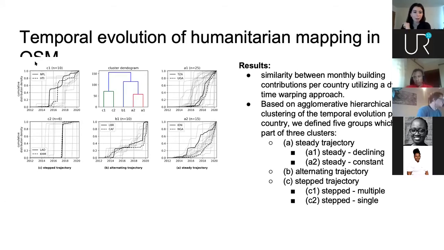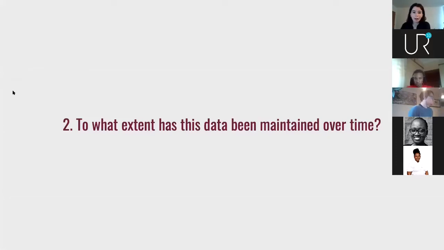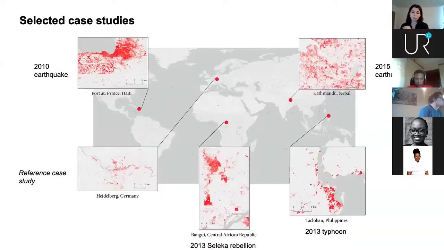Thank you. So we can go forward to the next slides here. So I was interested in taking a look at the temporal dimension of data production in OpenStreetMap and trying to understand the extent to which data produced during humanitarian campaigns is actually maintained over time. So on the next slide here is an overview of the case studies that I looked at in this work, focusing on 4 well-documented humanitarian mapping campaigns in Haiti, the Central African Republic, Philippines, and Nepal, and comparing those against a non-humanitarian reference case.